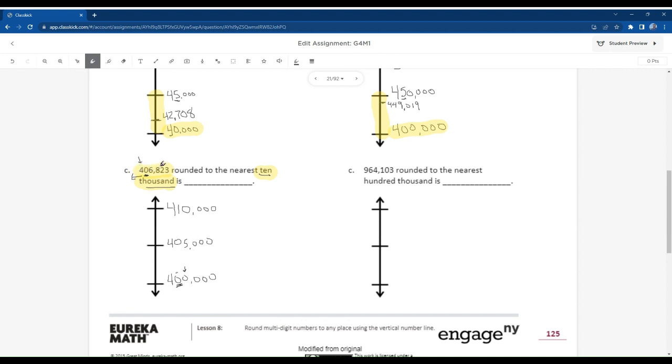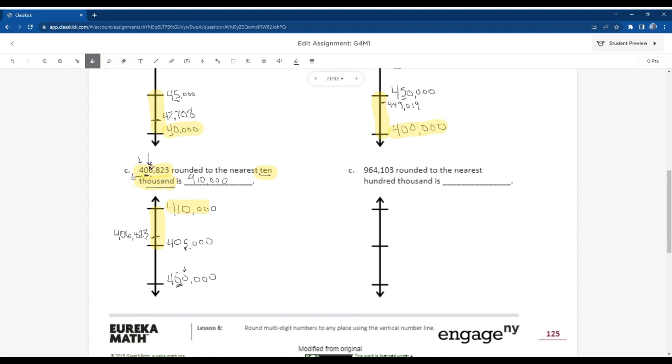Now, where would 406,823 be? Again, since we're rounding to the nearest 10,000, we should pay attention to the digit that's in the next smallest place value, which is the 6 in the thousands place. That 6 in the thousands is going to be greater than this 5 in the thousands of our halfway number. So 406,000 is going to be above it, and 406,823 might be somewhere around there. Now, since we are above this halfway number, we would round up to 410,000. Again, another way of thinking of it is 406,823 is closer to 410,000 than it is to 400,000.